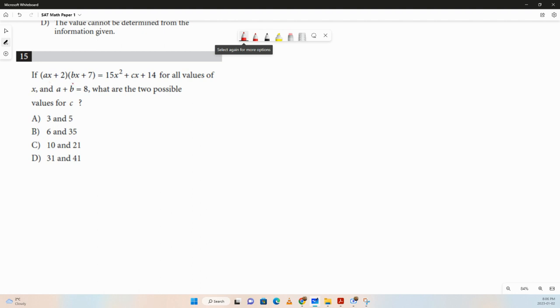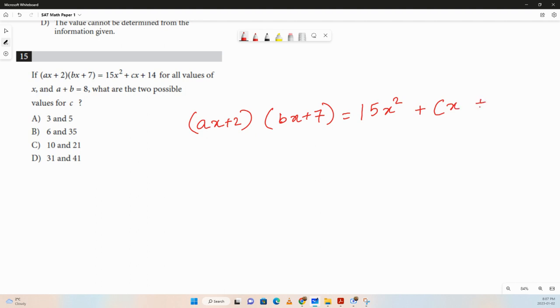So we are given (ax plus 2) times (bx plus 7) equals 15x square plus cx plus 14. What is the objective of this question? What are the two possible values of c? And we are given a plus b equals 8. So we are given two equations to compare, so we can compare their coefficients, right?